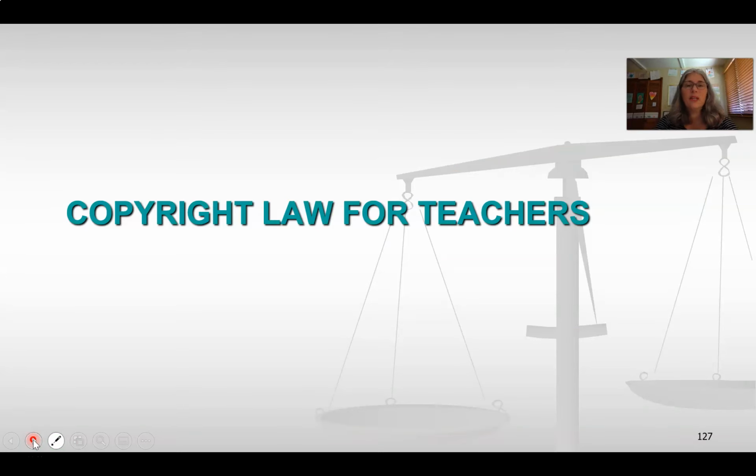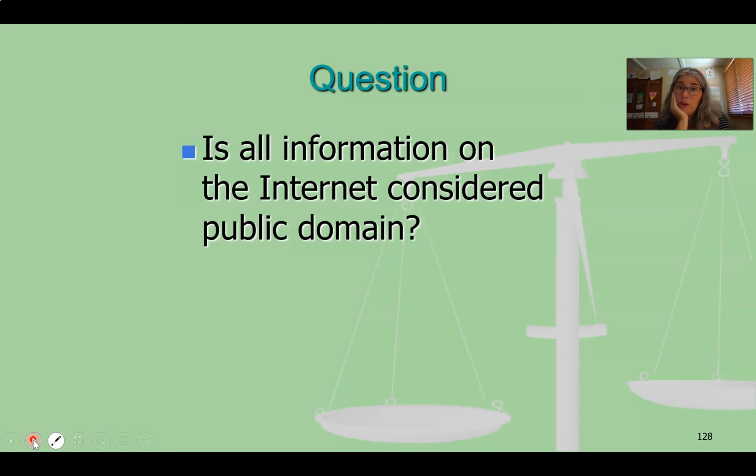Let's move on. We're going to talk a little bit about copyright law. Copyright law is something that affects all of us, and I don't think we all know enough about it. So, little question for you. Is all the information on the internet public domain? If you can find it on the internet, is it public domain? Is it something you can use? Actually, no. Let's take a look at this.